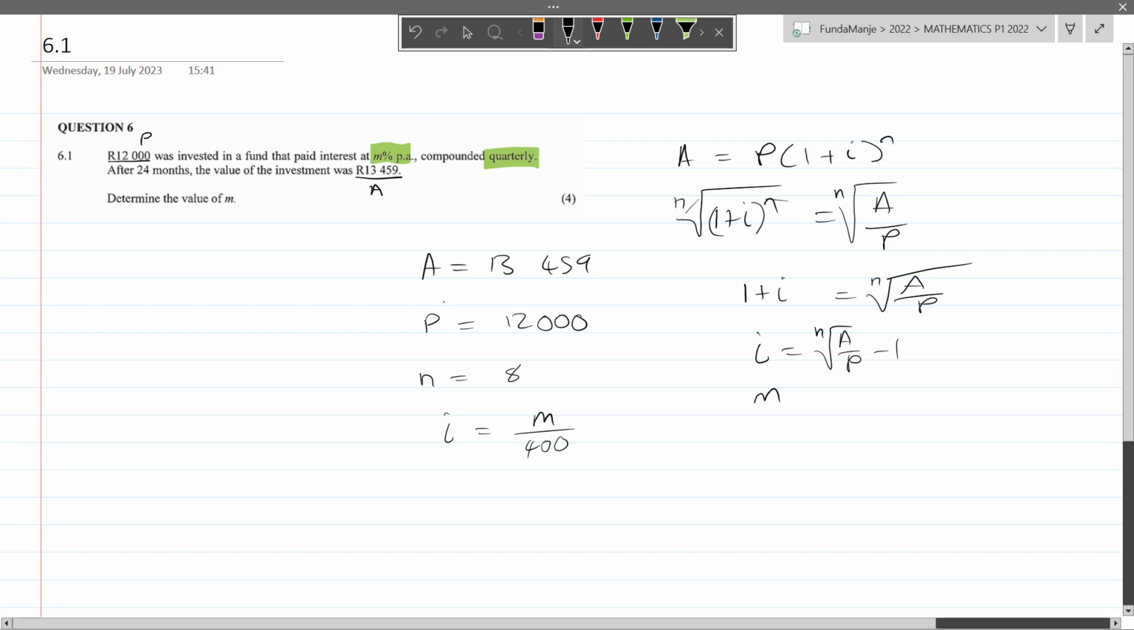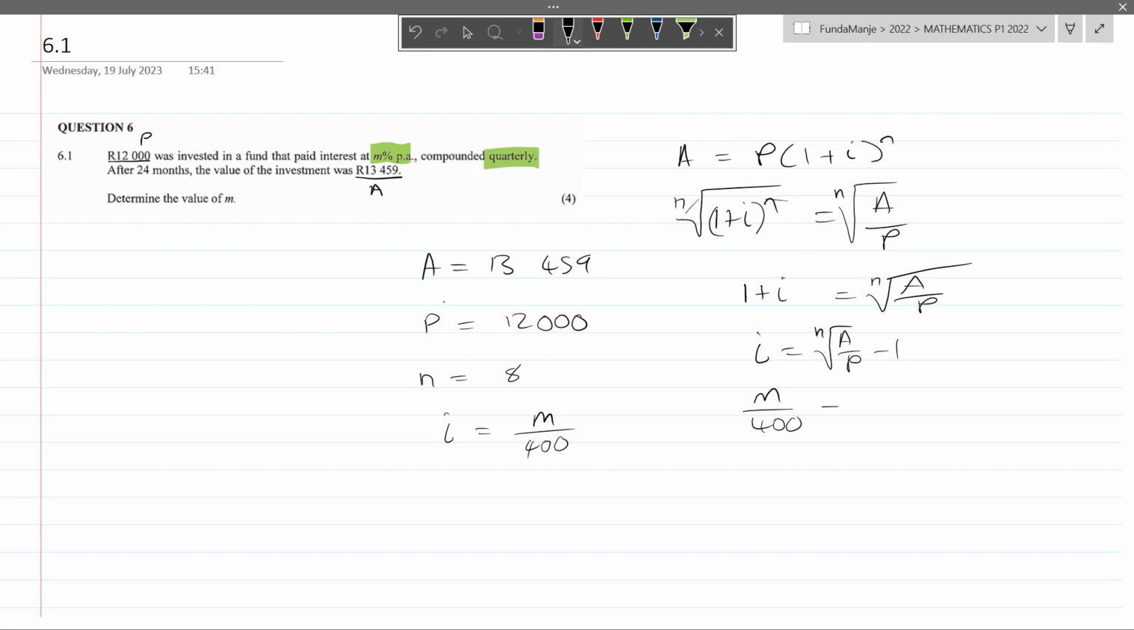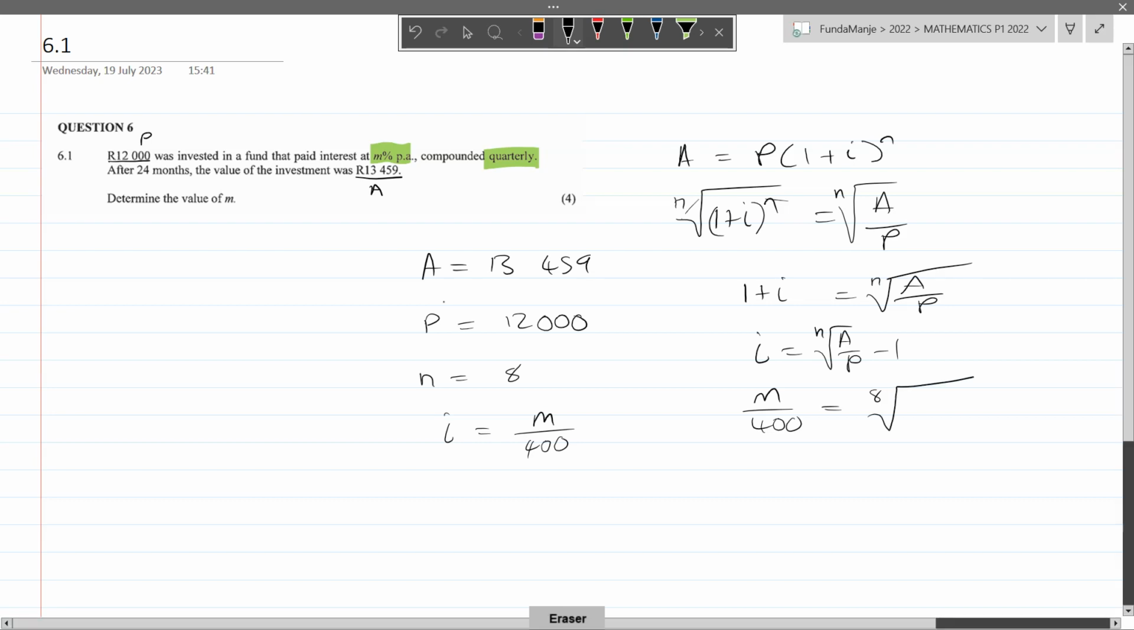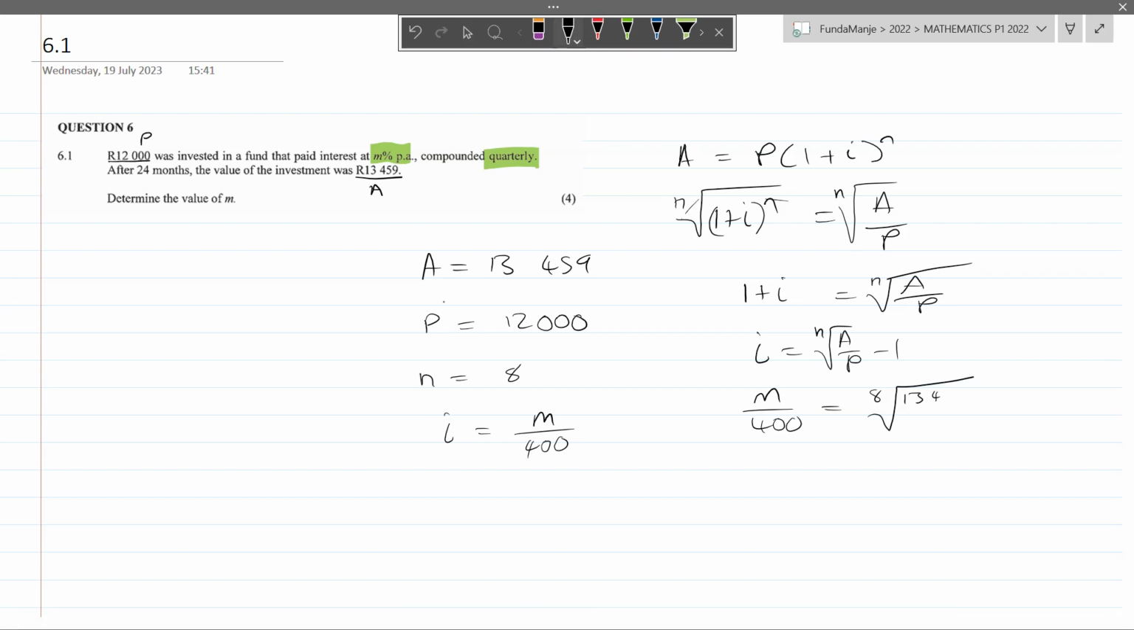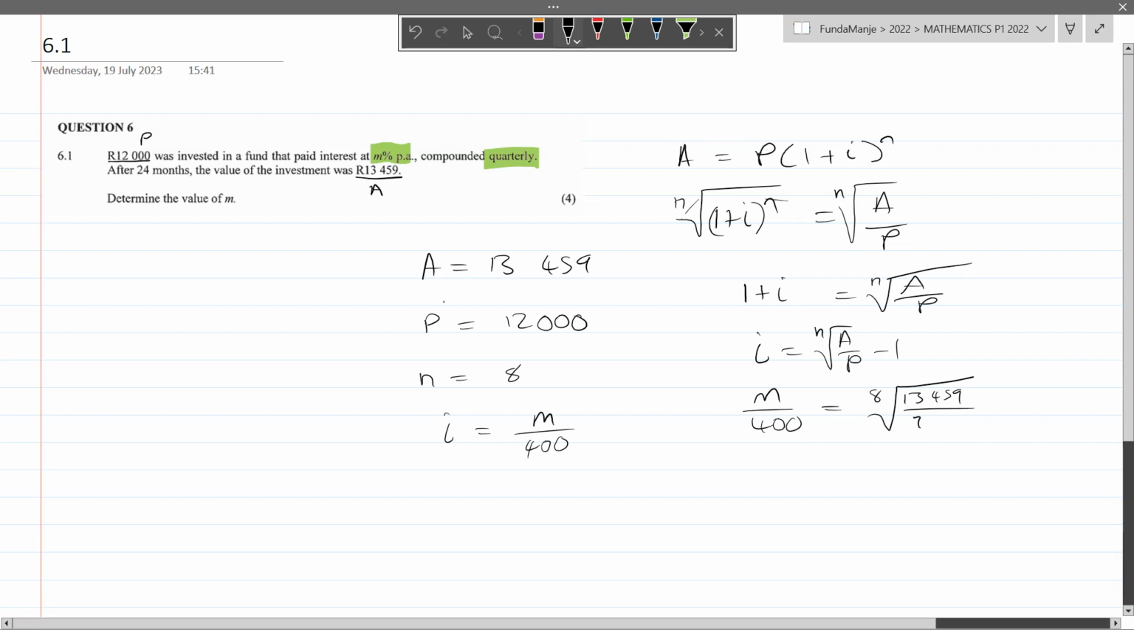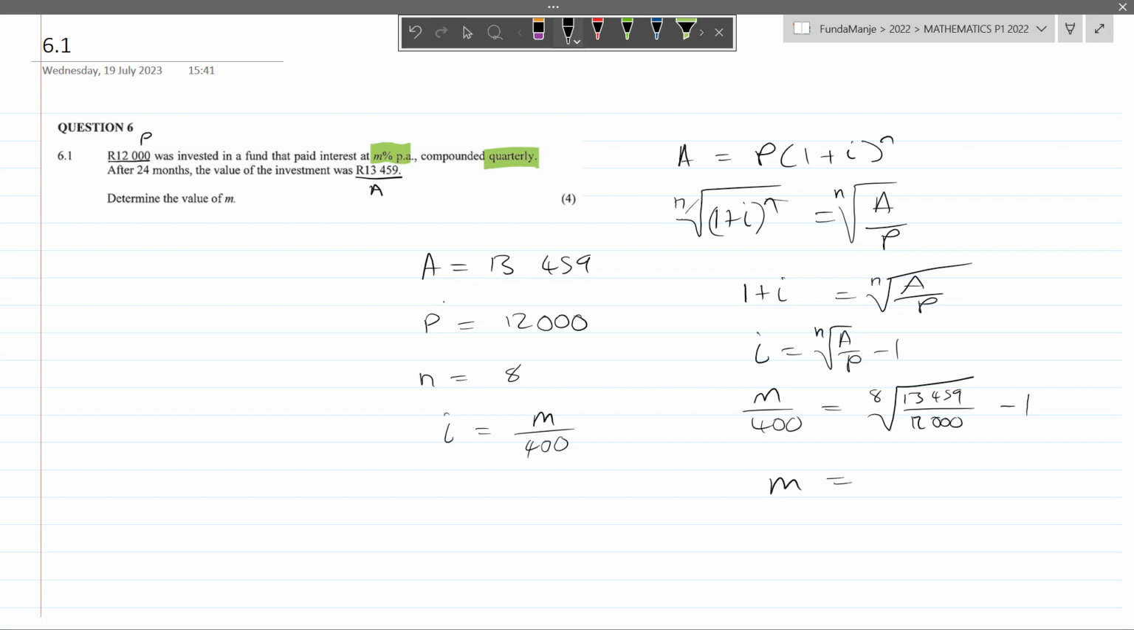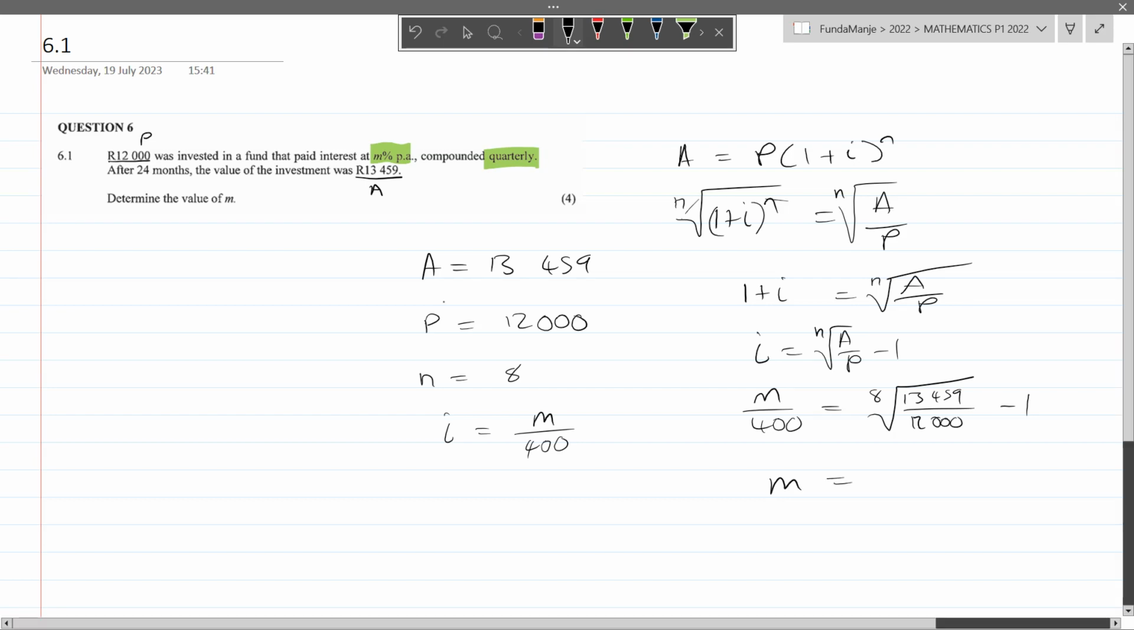Then here I can make m over 400. I know n is equals to 8, so this is the 8th root of the amounts. We have the value of the amounts, it's 13,459 all over 12,000, and that's minus 1. And then we can multiply whatever value we get by 400. That will give us 5.78% as our answer. So that's that.